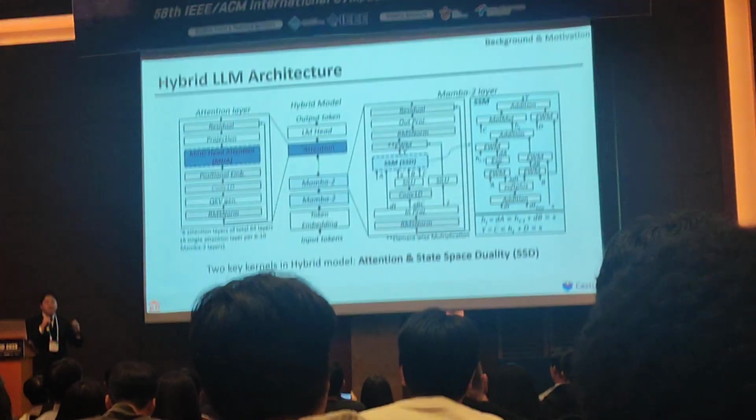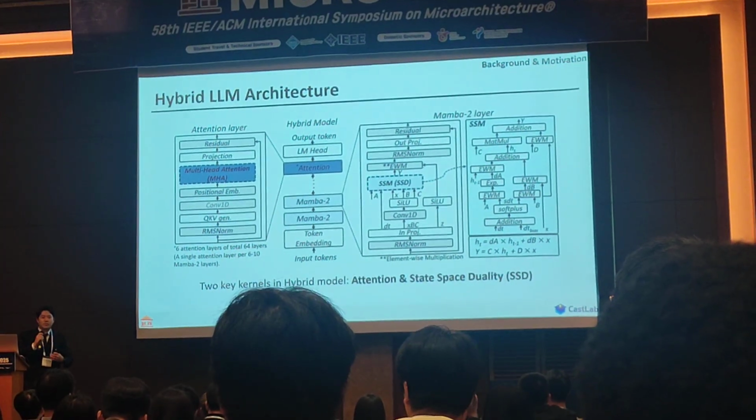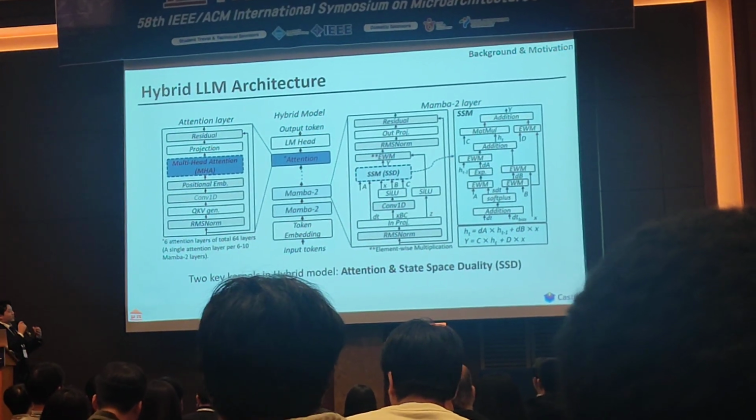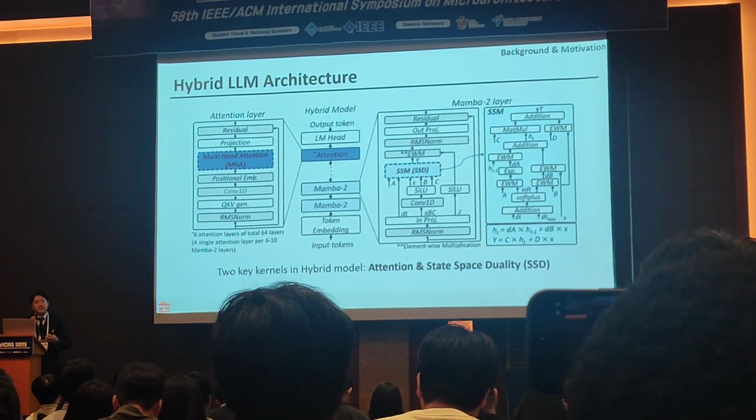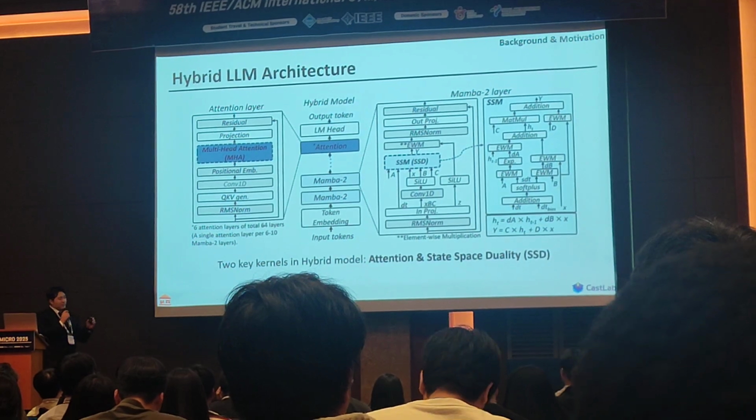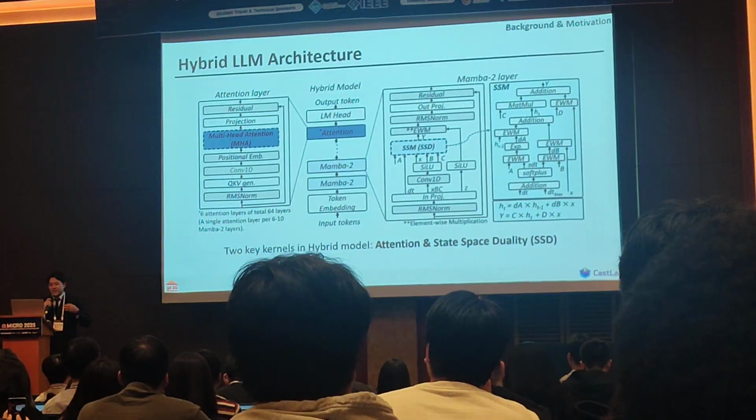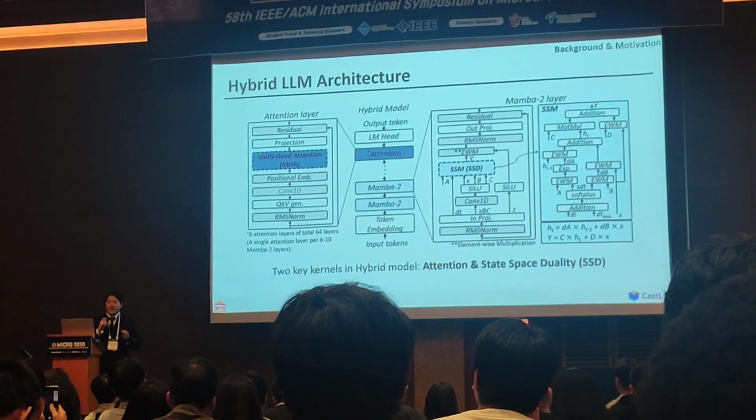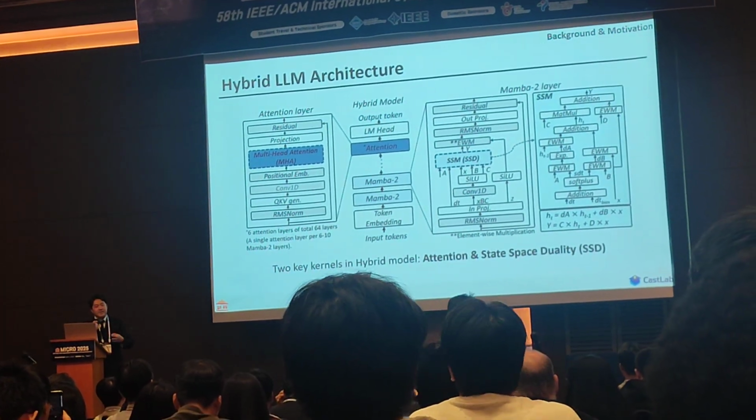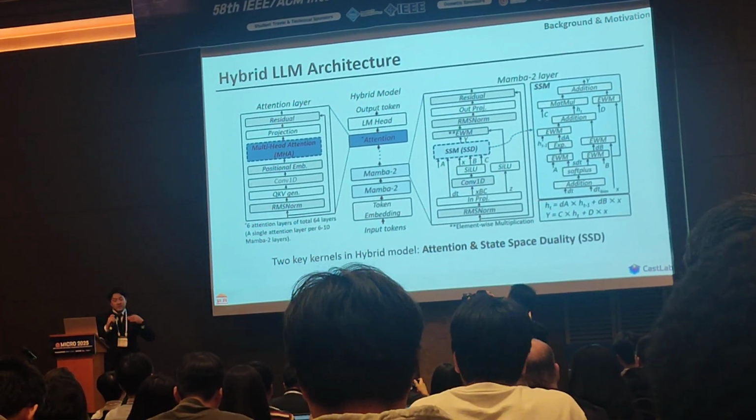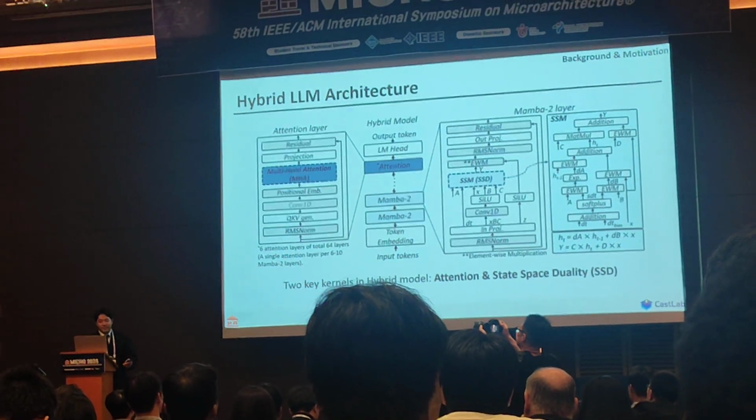A typical hybrid model includes a few attention layers with several Mamba 2 layers. Therefore, to accelerate such a hybrid model efficiently, we have to focus on two main computation kernels: attention for transformer and state-space duality, or SSD, for Mamba 2. Attention captures global dependencies, compensating the information loss of SSD, but it is computationally expensive. On the other hand, SSD is efficient, controlling how each input token updates fixed-size states over time, but it suffers from gradual information loss due to the state decay.